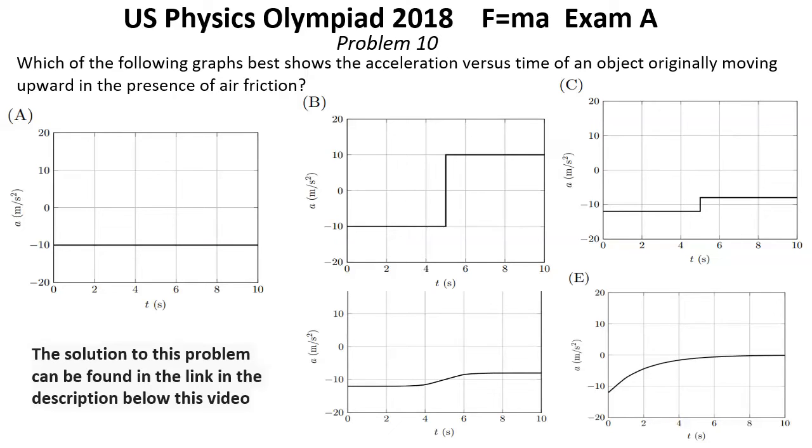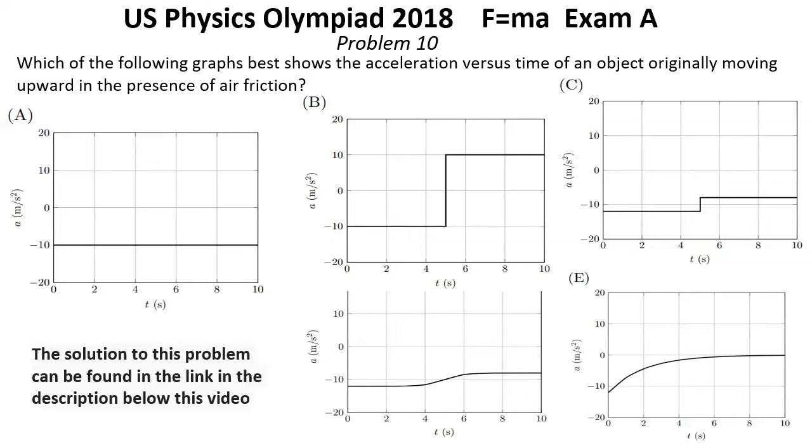Initially, when the object is moving upward, there are two forces acting on it. That's the force of gravity and also the force of air friction, which is going in the same negative direction. It means that the original acceleration must be less than negative g, which is less than negative 10. And finally, when the object reaches the terminal speed, acceleration must approach 0.